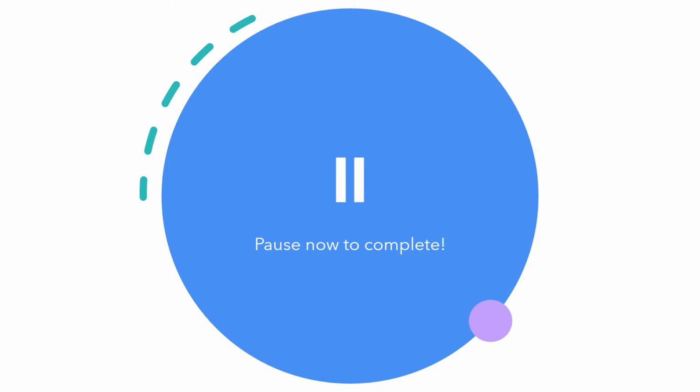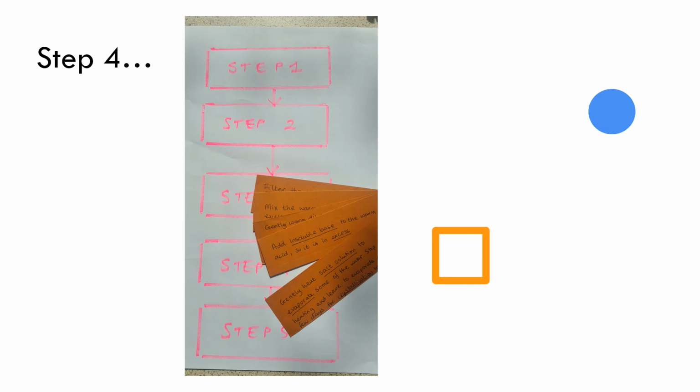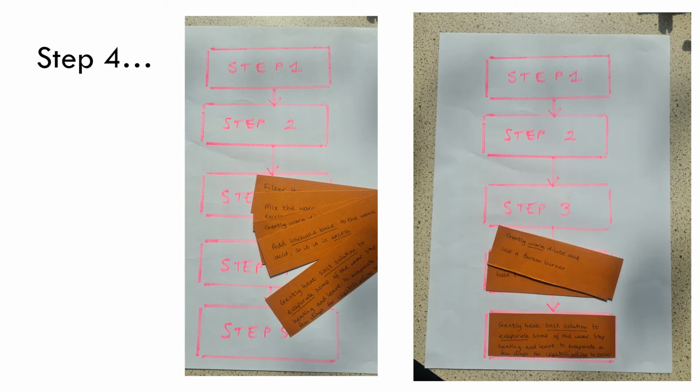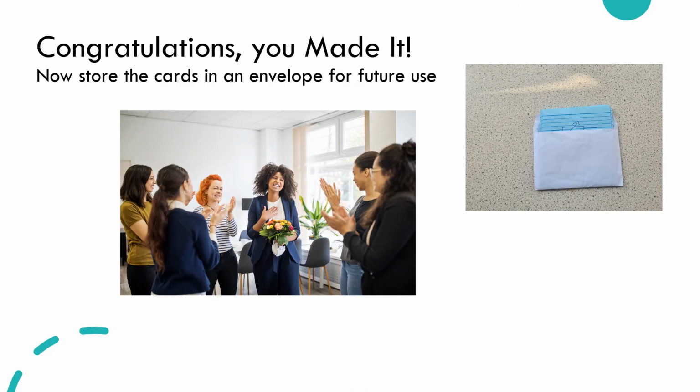Finally, close your source of information, remove all the sticky notes or the cards if you've used card, and shuffle them up. Try and replace the sticky notes or the card into the right order. Pause the video now to complete. You have now made an interactive revision tool.